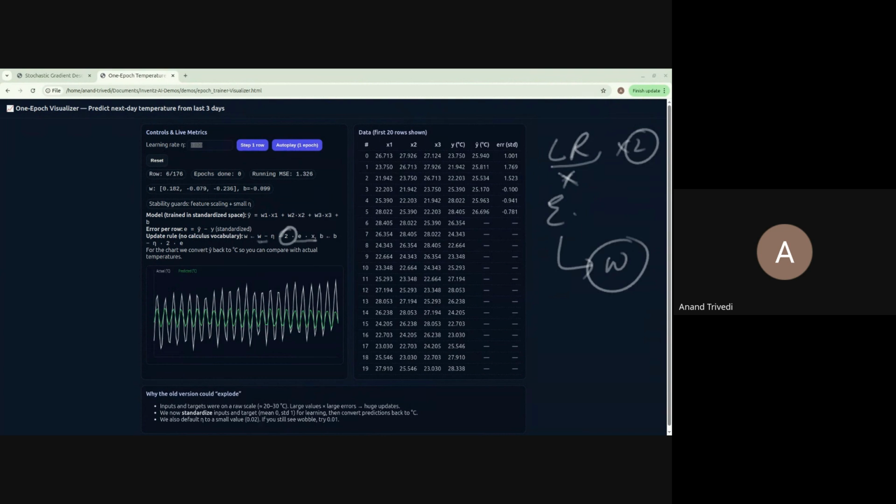So learning rate can be small. If learning rate is small, less learning will go into these weights. If learning rate is huge, more learning will go into these weights. Now, it is not always so; I'll explain this learning rate also.